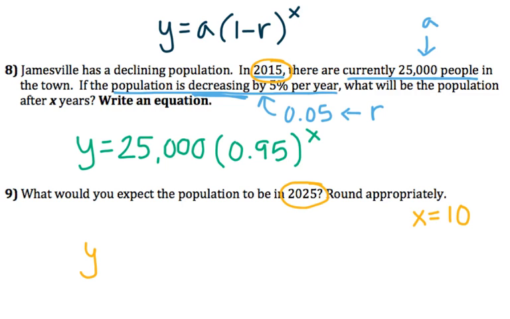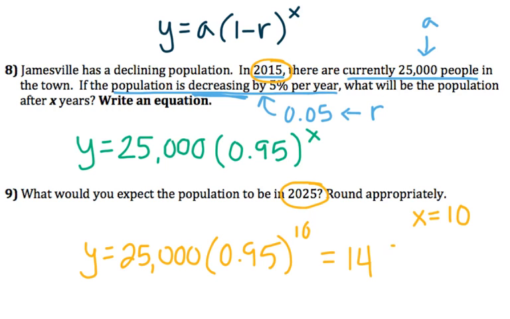So we get y is equal to the 25,000 times 0.95 raised to the 10th power. And this will give us our approximate population in 2025. And that population comes out to the nearest person to be 14,968 people.